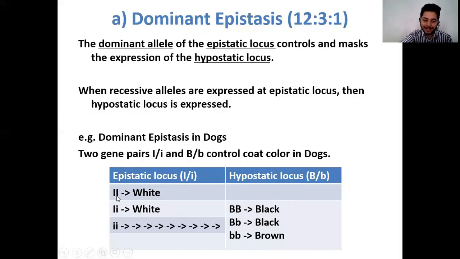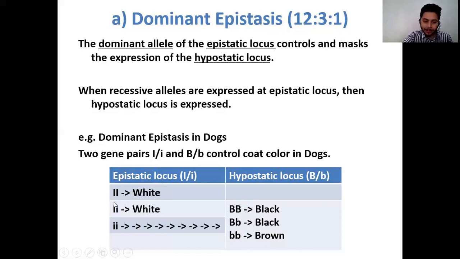So if my epistatic locus is capital I in homozygous dominant condition, then again the hypostatic locus will not be expressed. Or if the epistatic locus is capital I in heterozygous condition, then also the hypostatic locus will not be expressed. In those cases, the capital I allele will express itself, and the coat color you will observe in the dogs is going to be a default white coat color. So the dominant trait over here is the white coat color from the epistatic locus.